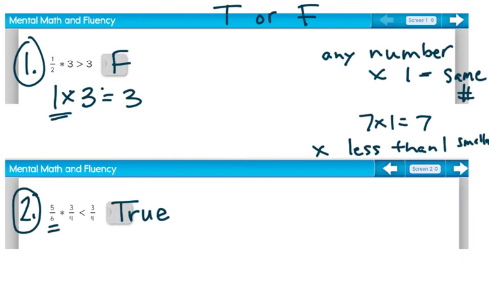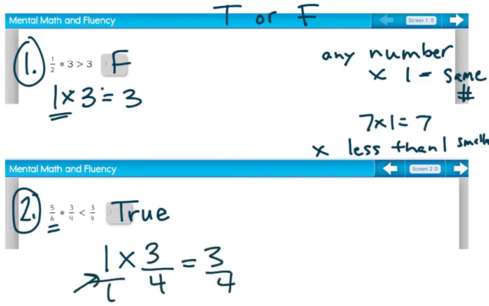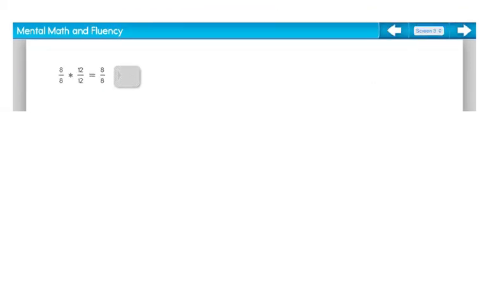Multiplying by a number less than 1. So if I were multiplying by 1 times 3/4, I would get 3/4, but I'm multiplying by less than that. So our answer would have to be less than. So that is true. How about 8/8 times 12/12?